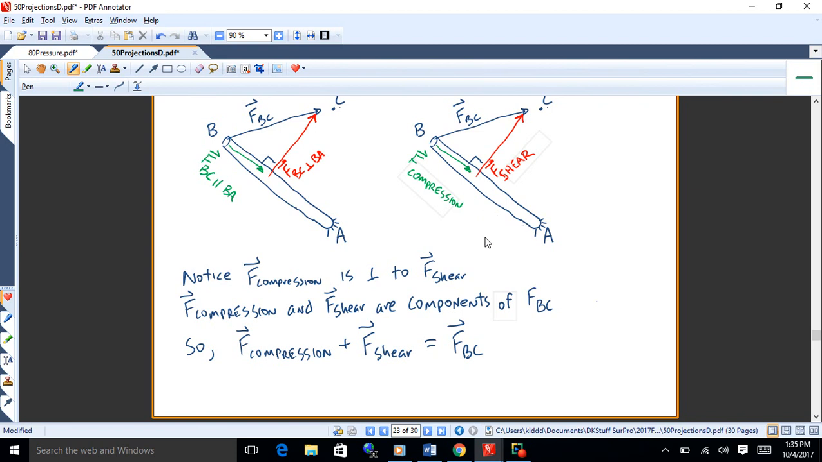So we go ahead and do that. If we want to find the shear in this thing too, we go ahead and find it. There's a couple of different ways to do it. The important relationship there is there's a right angle between the compression and the shear, and also that in a vector sense, F compression plus F shear is equal to the total original force, FBC.